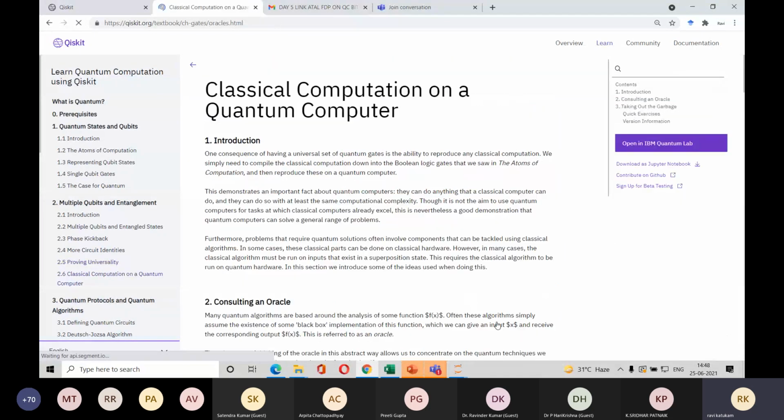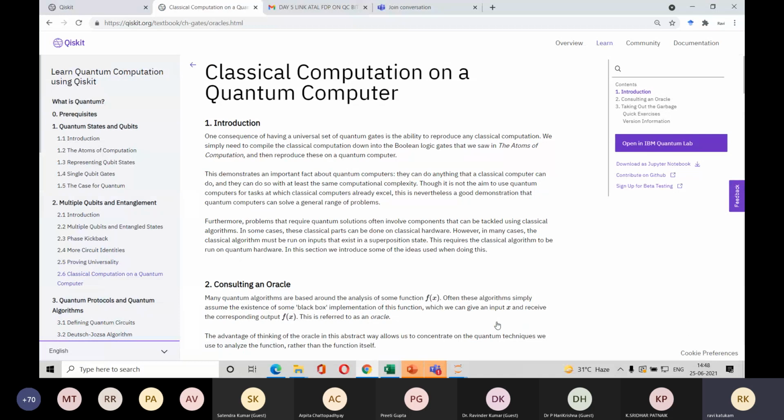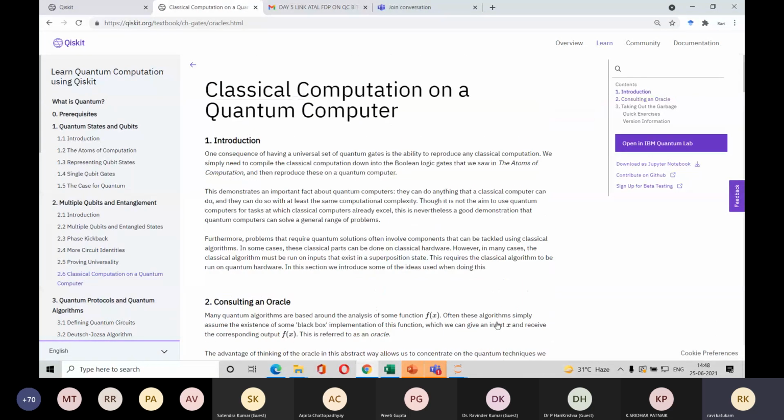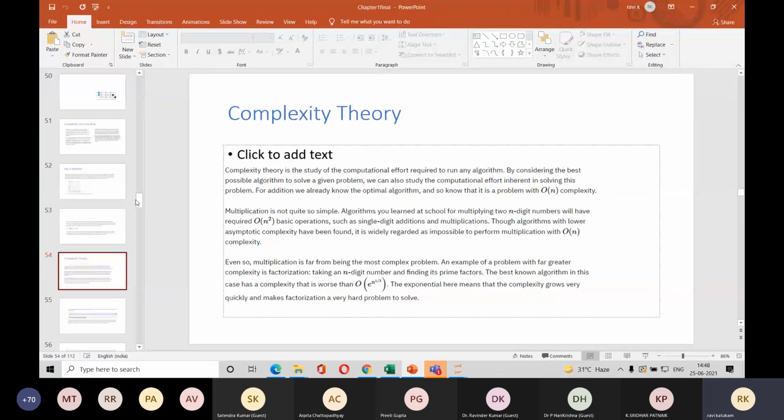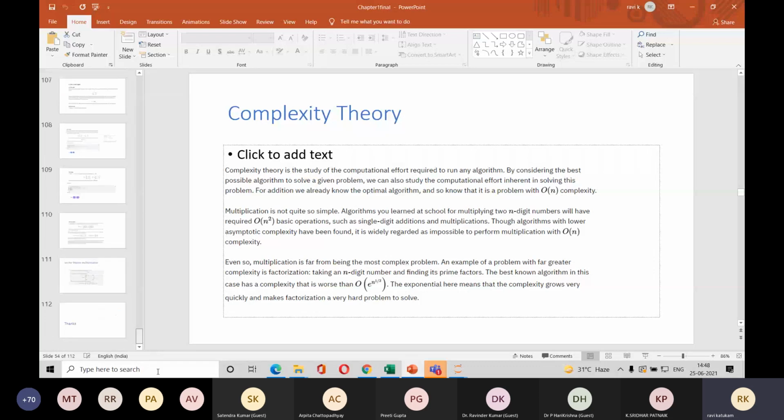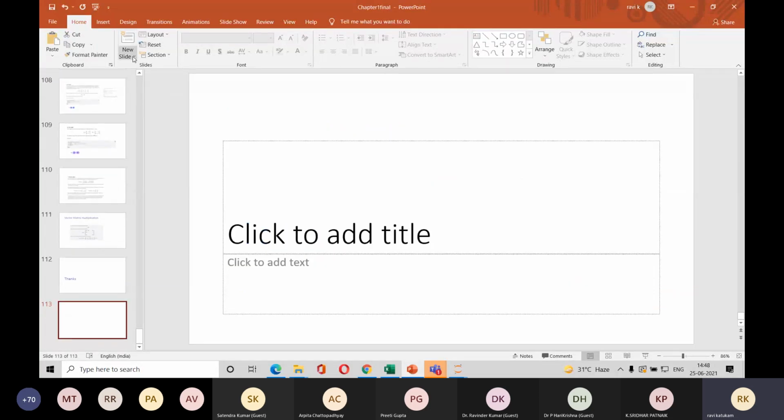So there is some discussion on classical computation and on the quantum system. See, you keep hearing what is called as oracle. Okay, so what is this oracle? Let me explain. In further chapters also you will find the discussion around oracle. So let me spend some time on that.